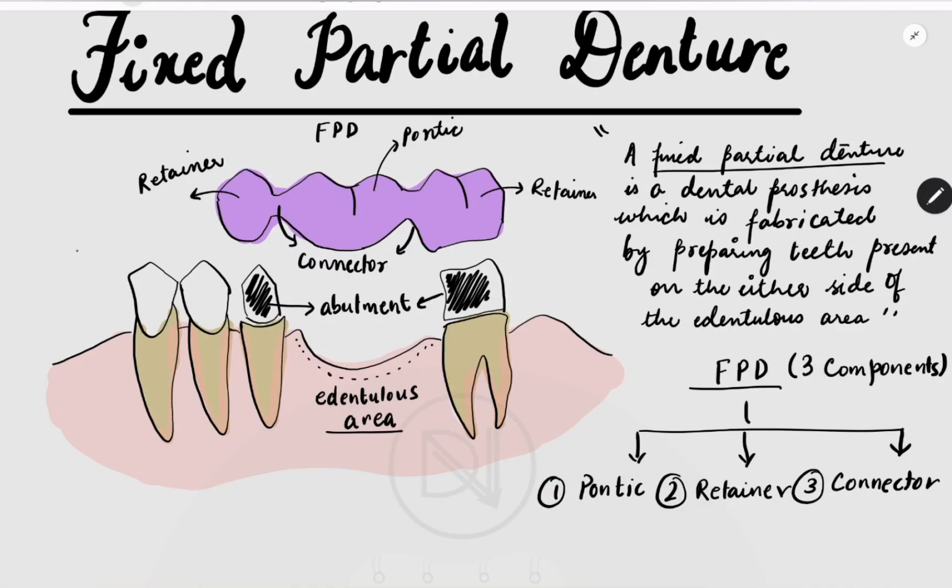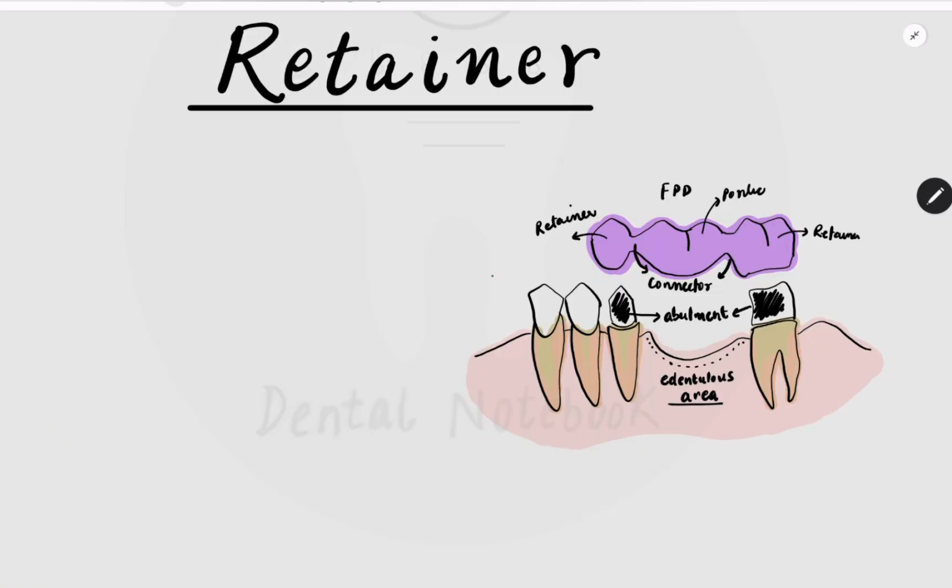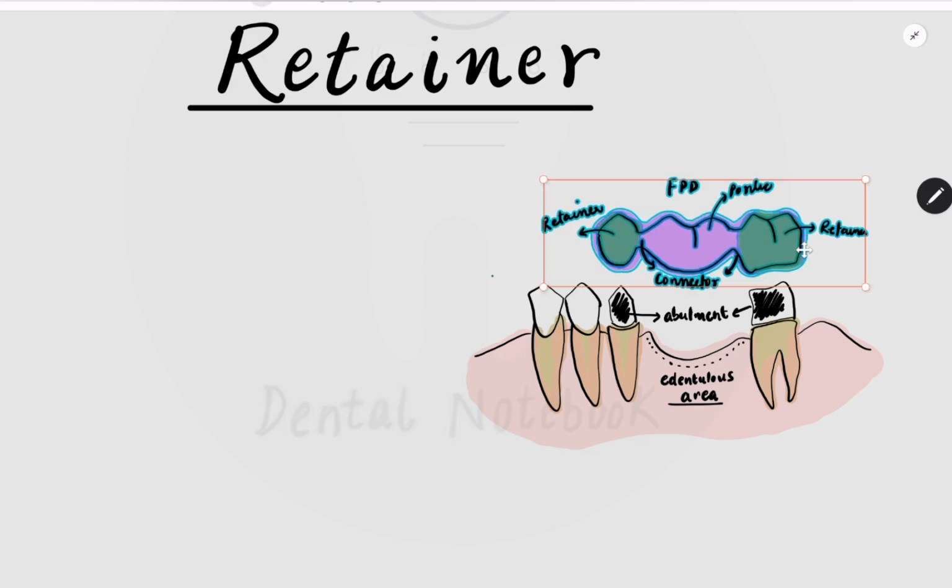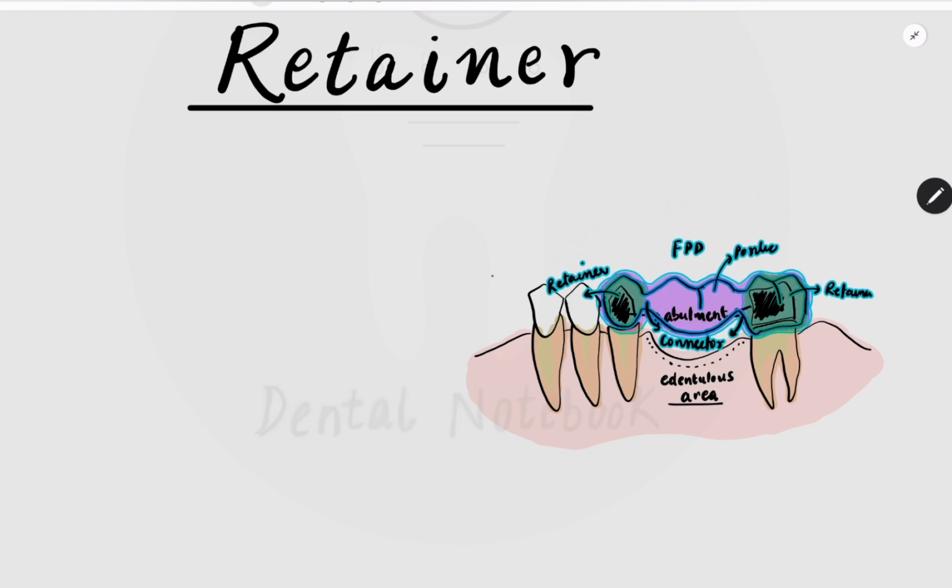Now we will read the components one by one in detail. First, we will be reading about the retainer, the first component of your fixed partial denture. You can see that this is your fixed partial denture, and here, which I'm coloring green, are your retainers. These retainers will get attached to these abutment teeth.